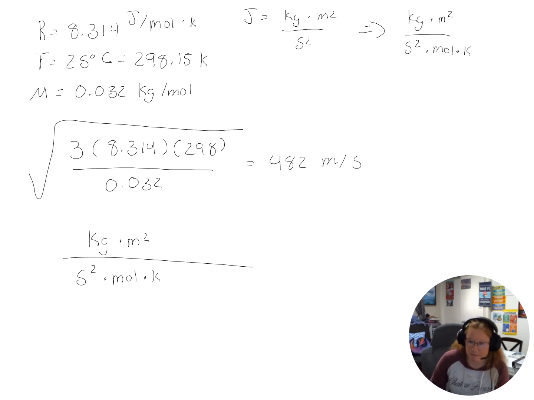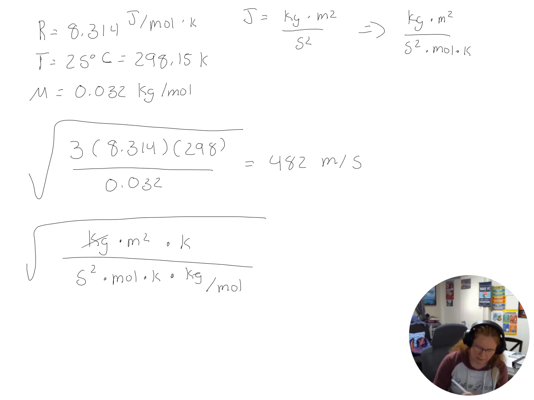So far so good. I've got temperature on top, so that was Kelvin. And then on the bottom, I have kilograms over moles. And it's all a square root. So what happens here? My kilograms cancel, my moles cancel, my Kelvin cancels, and I'm left with meter squared over second squared.